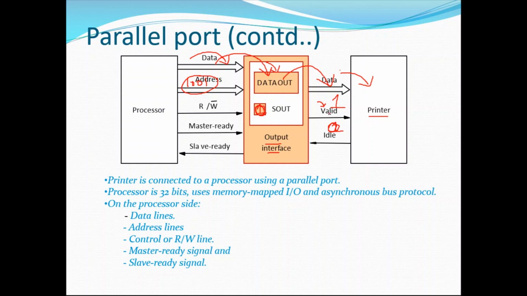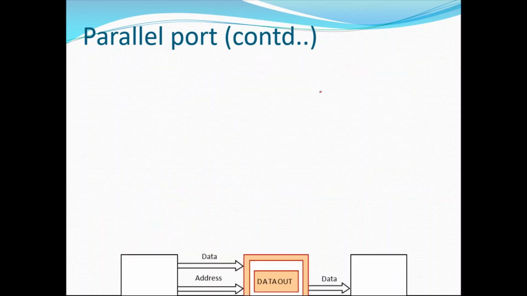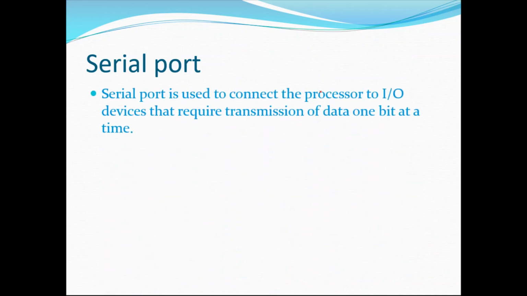Once this printing is completed, the idle will go to 1 again, and if some other print job is there, that can come. If the job is completed, then the IO interface will assert the slave ready signal, which means the job is completed. So this is how writing something to an IO device connected with the parallel port works. This is the way the parallel port works.